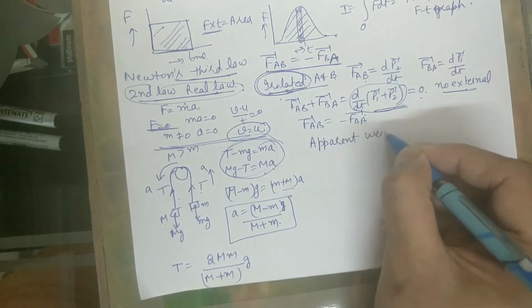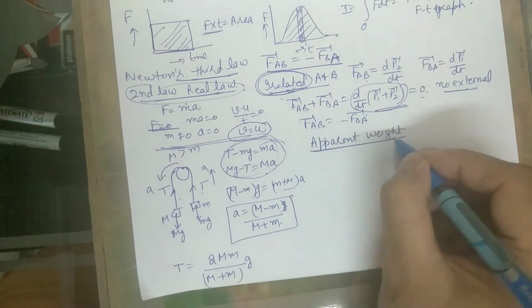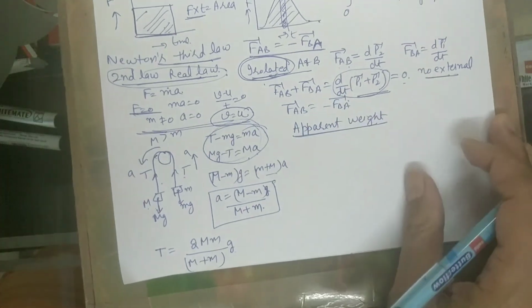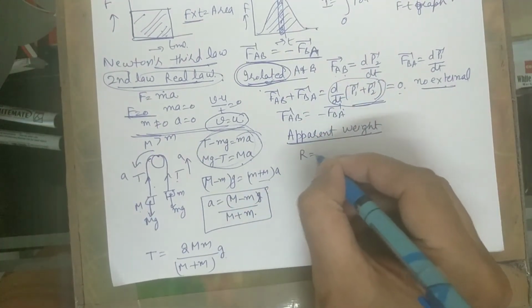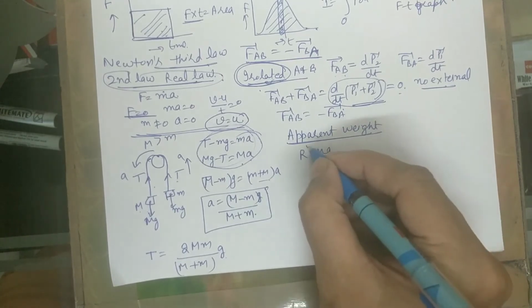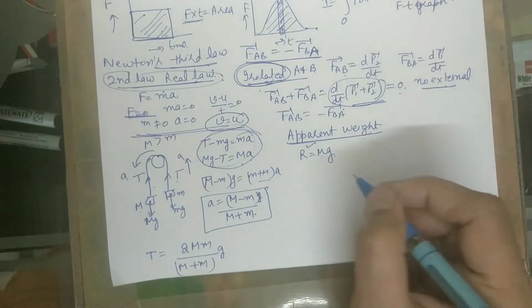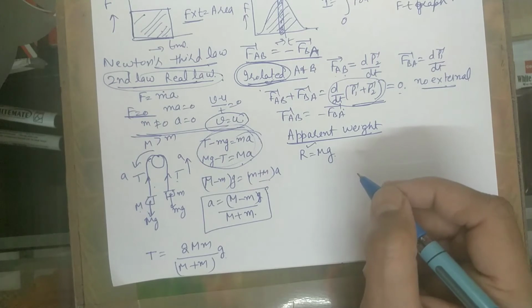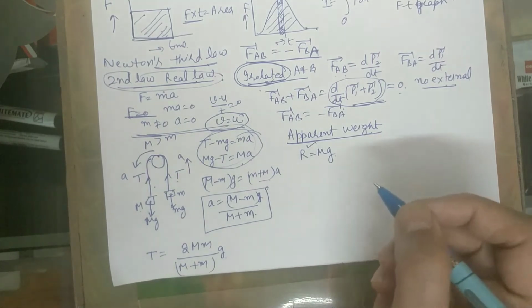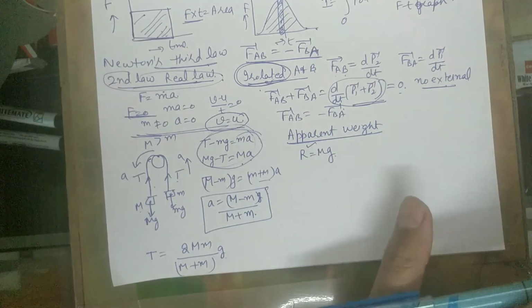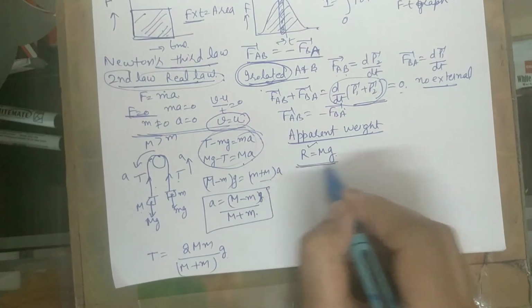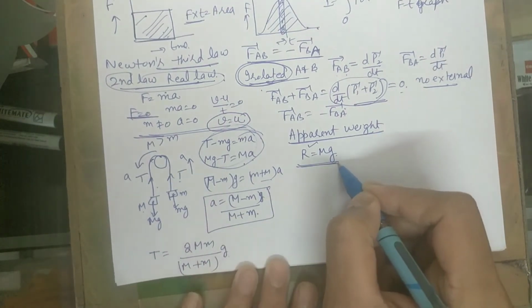There is one more example here, that is the apparent weight of a person in a lift. In a lift, if the person is standing on the weighing machine, the normal reaction gives the weight of the body, but the normal reaction is called the apparent weight. When the lift is at rest or it is moving with some constant velocity, then there is no extra acceleration and the reading is equal to R equal to mg.